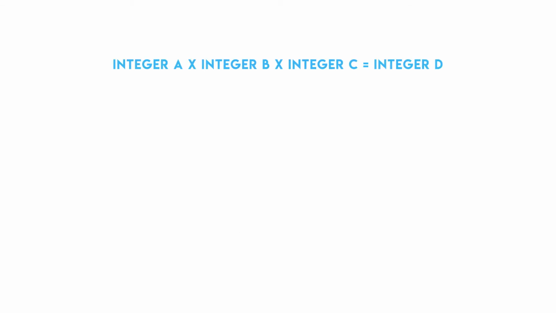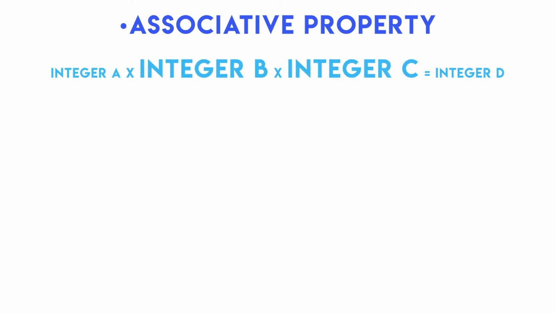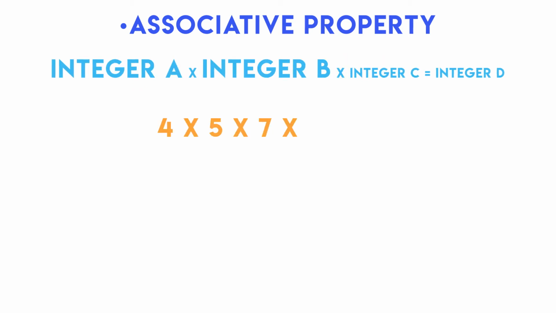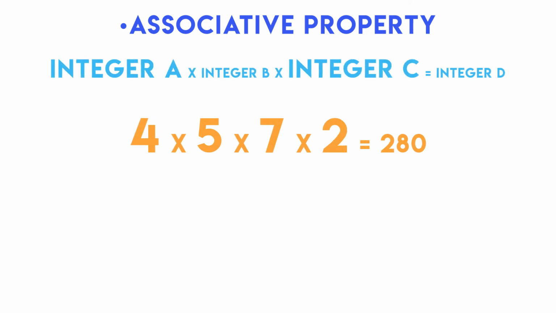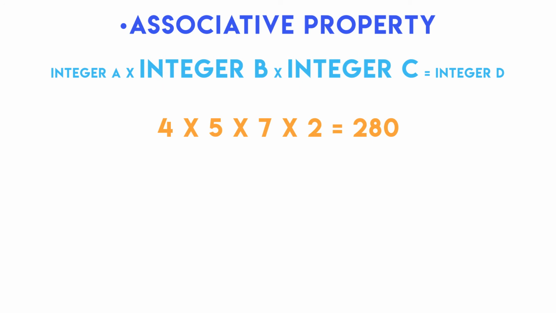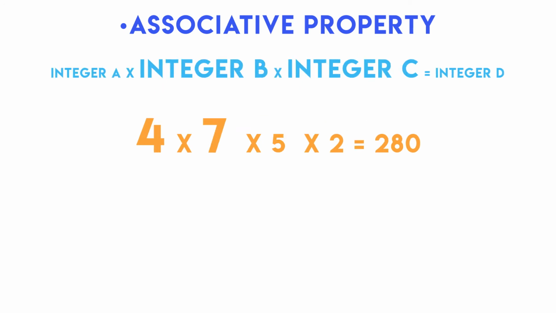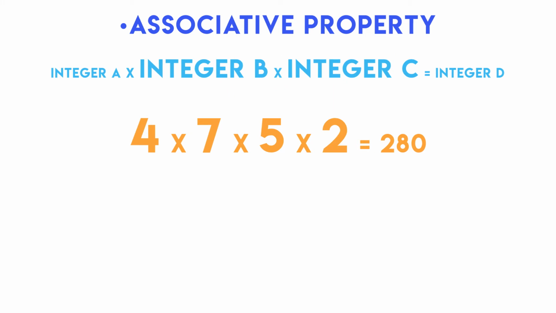When 3 or more numbers are being multiplied, any two numbers can be paired and multiplied. This property is known as associative property. For example, if we are calculating 4 multiplied by 5 multiplied by 7 multiplied by 2, this expression can be calculated by multiplying 4 into 5 and then to 7 and then 2. It can also be calculated by multiplying 4 into 7 then to 5 then into 2.